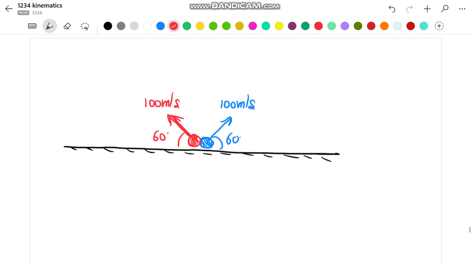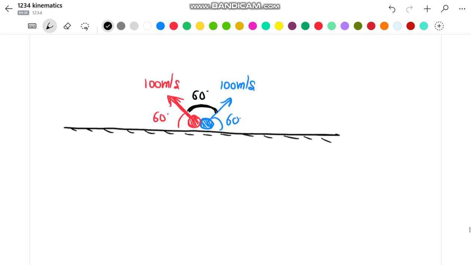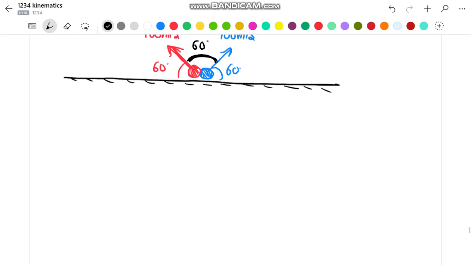Now the initial angle between these two projectiles, or the initial angle between these two velocities, is again equal to 60 degrees. It is directly evident from this diagram that the initial angle between these two velocity vectors is 60 degrees, and we have to find the time when the angle between these two instantaneous velocity vectors becomes equal to 90 degrees.